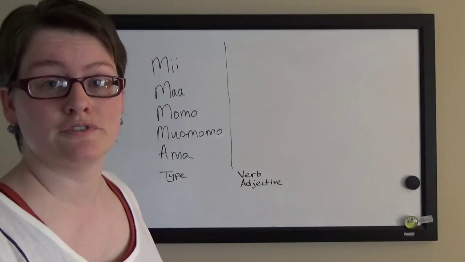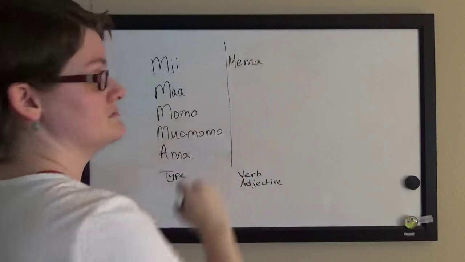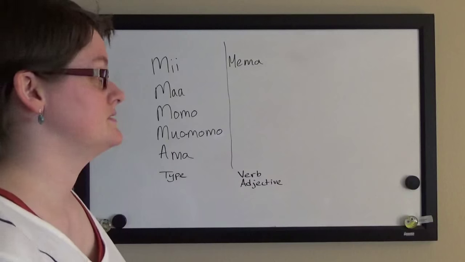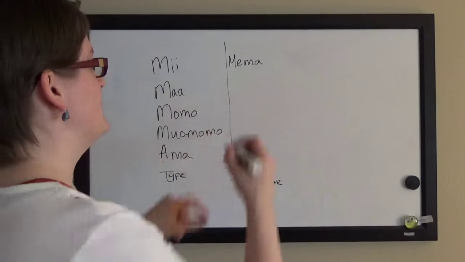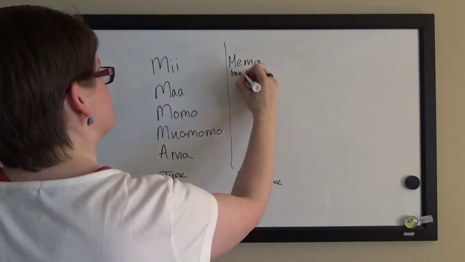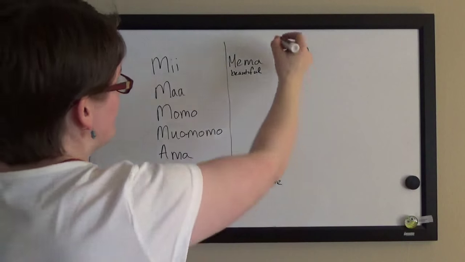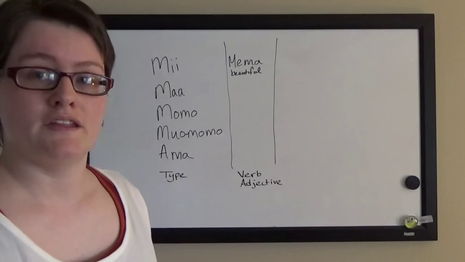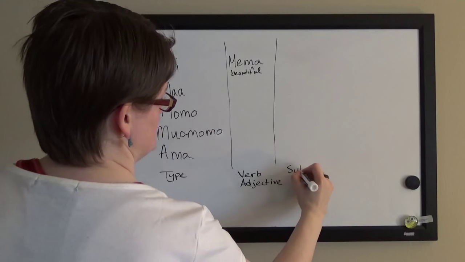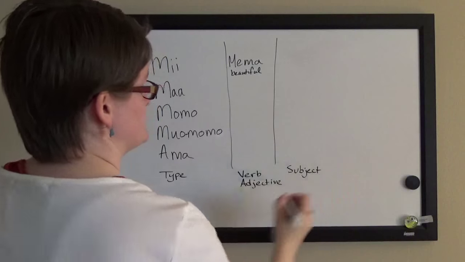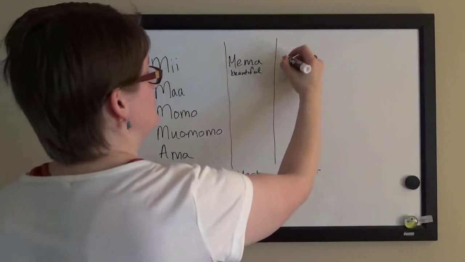So for example, the word for beautiful is mema. So you can say mema to be beautiful, is beautiful, to be beautiful, or you can use it as an adjective. So mema, beautiful. And then your nouns or your subject would go over here. So, the word for moose is moom.